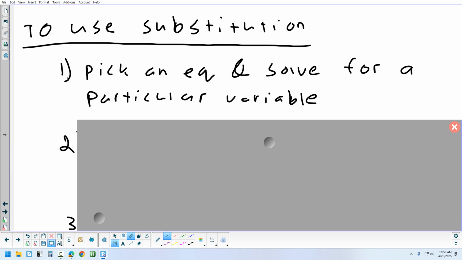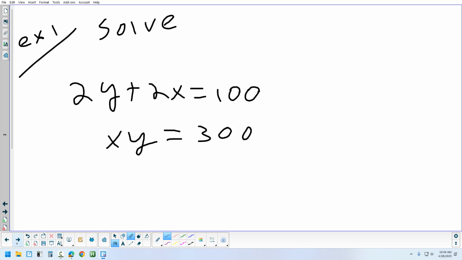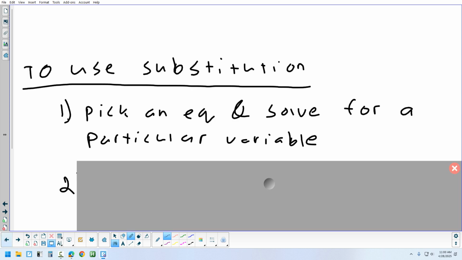So you have 4 options for step 1. You can either choose equation 1 or you can choose equation 2. If you choose equation 1, you could try to get x alone, or you could get y alone. There's 2 choices. If you pick equation 2, you could get x alone, or you could get y alone. There's 2 more choices. So you generally have a total of 4 different paths you could follow.